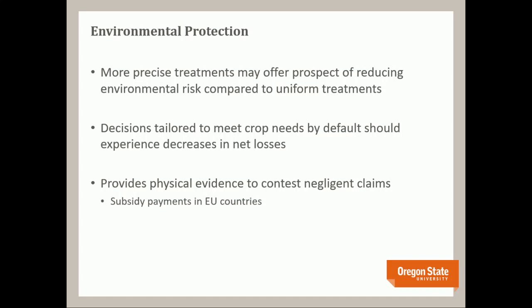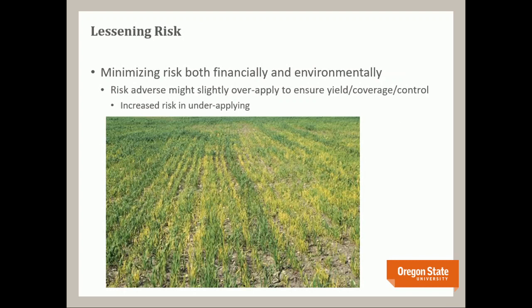Decisions tailored to meet crop needs by default should experience a decrease in net loss, and provide physical evidence to contest negligence claims, such as for subsidy payments in European countries, lessening the risk, minimizing risk both financially and environmentally. Risk-averse farmers might slightly over-apply to ensure yield, coverage, and control, but there is increased risk in under-applying. So we need to optimize the requirement, the demand of the system or crop, based on accurate measurement using sensors or other techniques, with a predictive or reactive approach, as we will learn in the next classes.